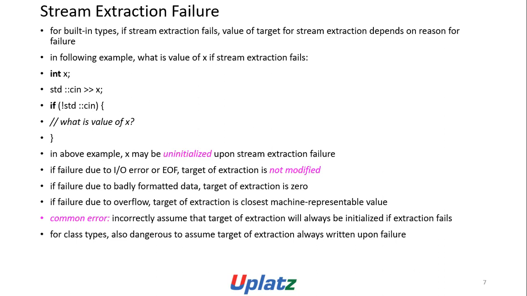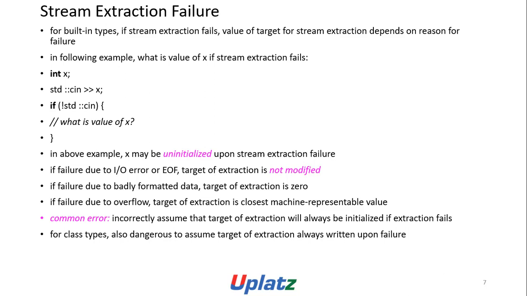Stream extraction failure for built-in types. If stream extraction fails, the value of the target of the extraction depends on the reason for failure. In the following example, what is the value of x if stream extraction fails? int x; std::cin >> x; If not std::cin, what is the value of x? In the above example, x may be uninitialized upon stream extraction failure. If the failure is due to an I/O error or end of file, the target of extraction is not modified.